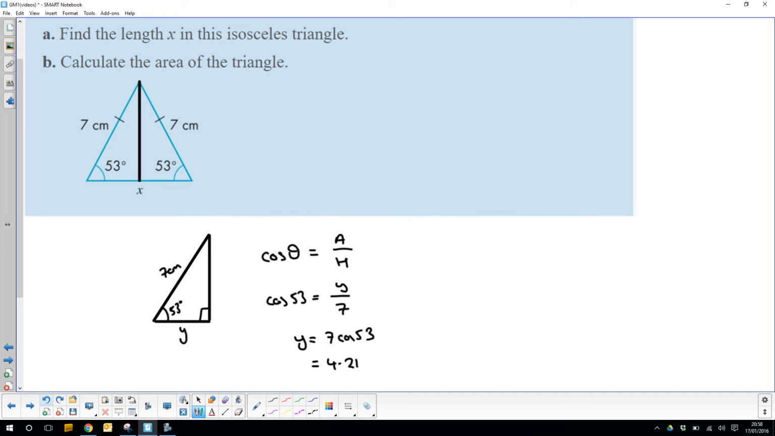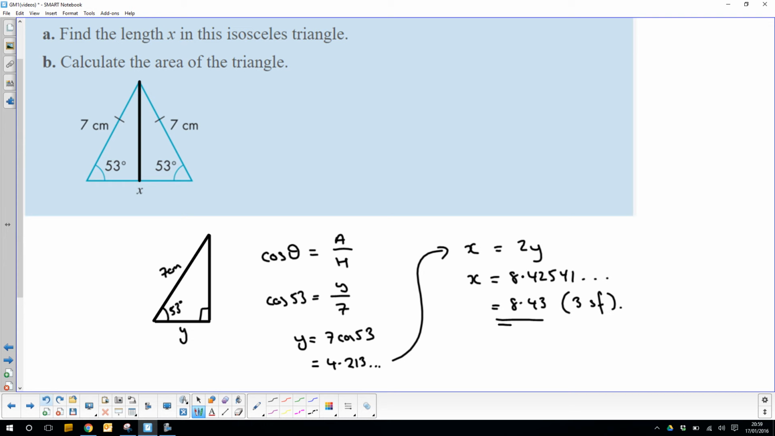which we can calculate to be 4.212 or 213. Now, that isn't the solution, obviously. The question wants us to work out the value of x. So x equals 2y, because y is half the length of x, so 2 lots of y will give us what we need. So x equals 2 times that value, which I've left on my calculator, and that is 8.42541, which is 8.43 to 3 significant figures.